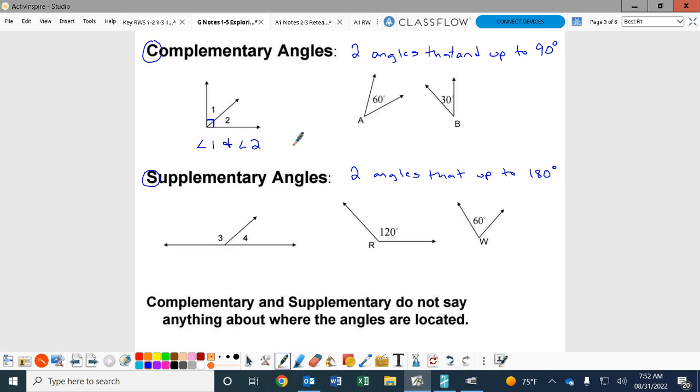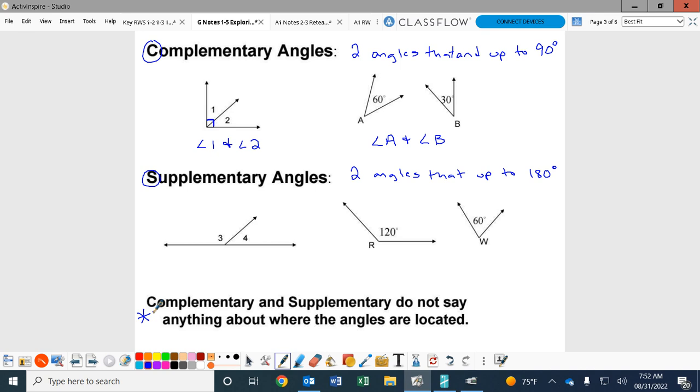Okay. The answer is yes. They don't have to be adjacent in order to do that. So angle A and angle B would absolutely be complementary to each other. If they add up to 90, it doesn't say anything about where they are located. They don't have to be next to each other. I put a note about it at the bottom. They do not have to be adjacent or touching in order to be complementary or supplementary.